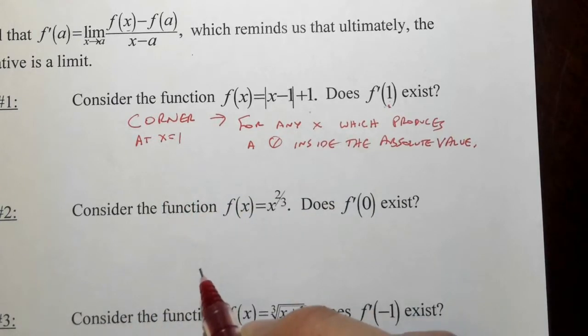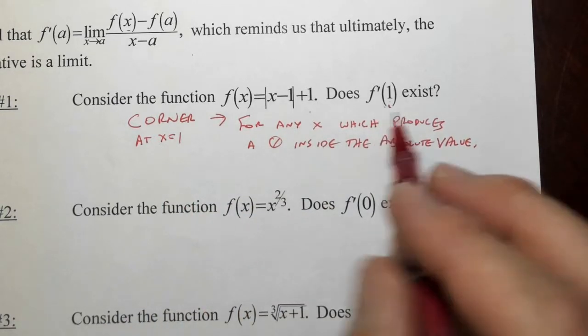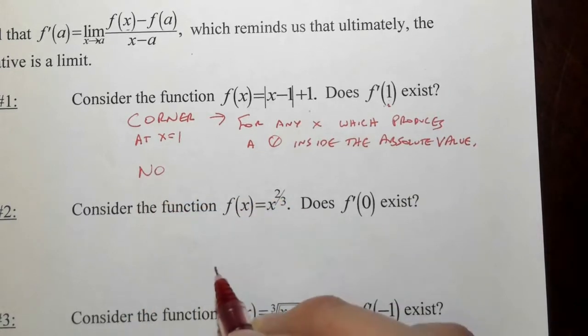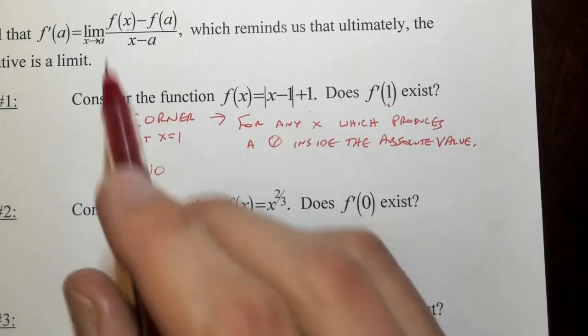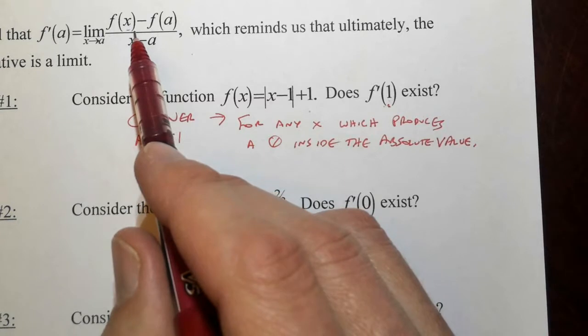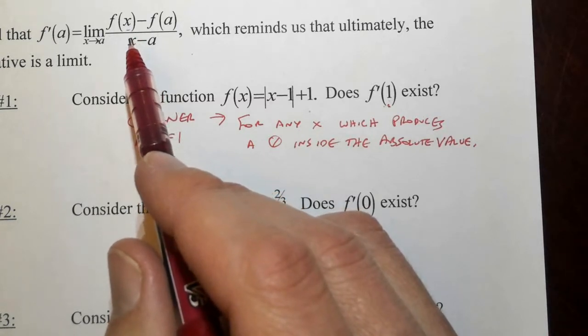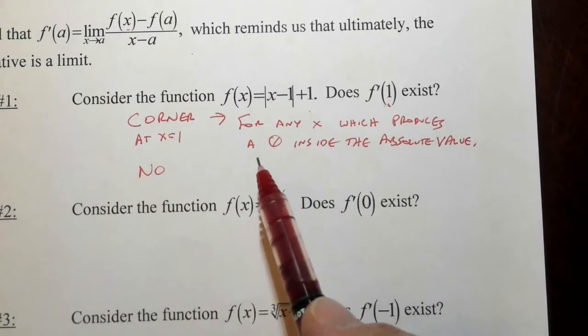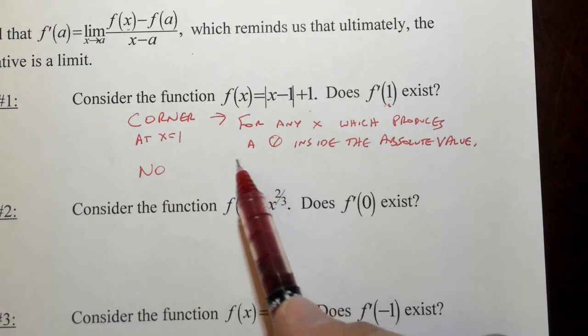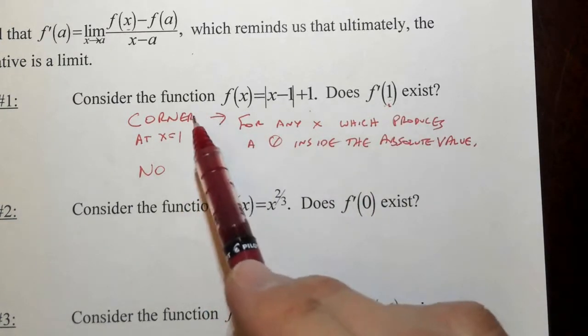And the function has a derivative which does not exist. Again, the idea is that the limit of the slopes from the left are not the same as the limit of the slopes from the right. So there's case number one where the derivative does not exist at a corner.